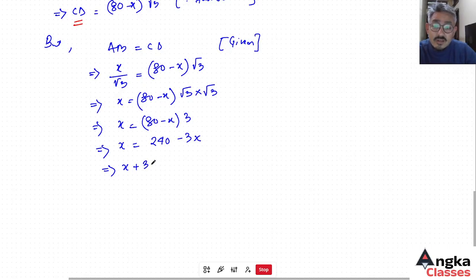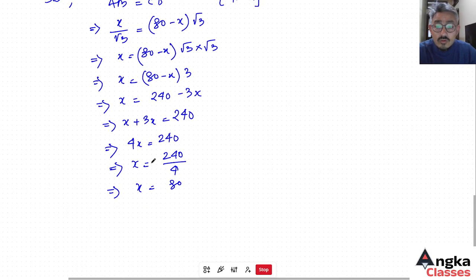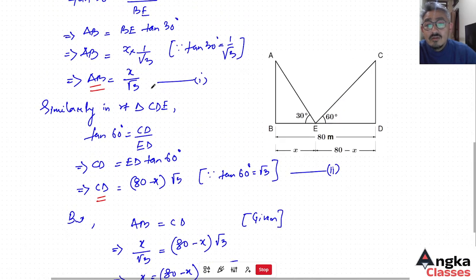So we have 4X is equal to 240, which implies that X is equal to 240 by 4. So we have X is equal to 4 into 6 is 24, so X is equal to 60. There you go. Now X is 60 in equation 1.